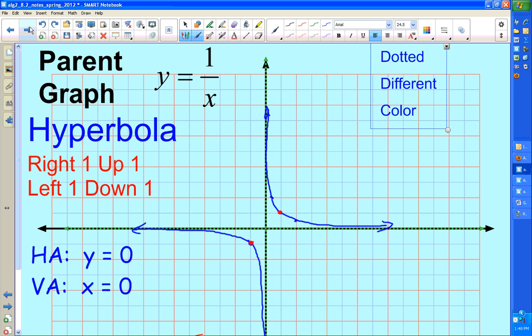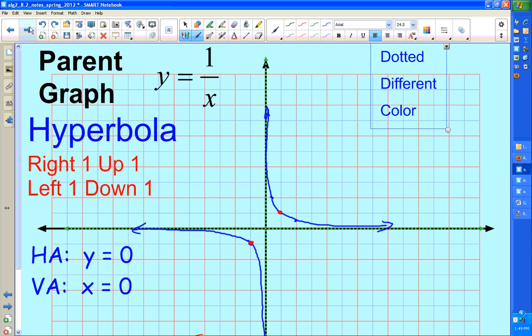So our origin is where the asymptotes cross now? Not now, always. This is a parent graph, y equals 1 over x. For this parent graph, vertical and horizontal asymptotes go through the origin. From the origin, right one up one, left one down one. Your HA, y equals 0. Your VA, x equals 0.